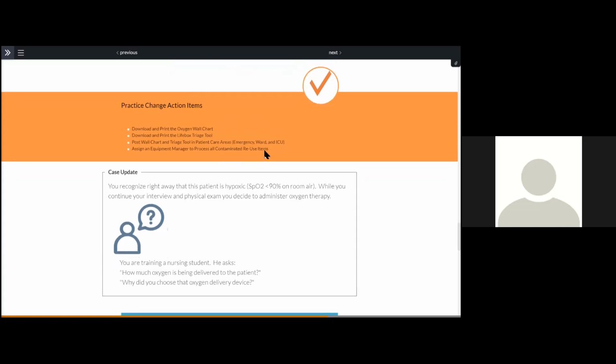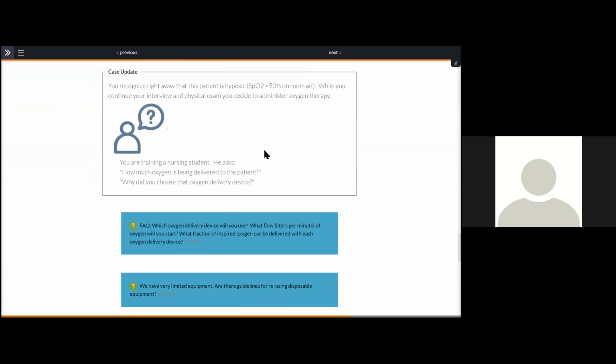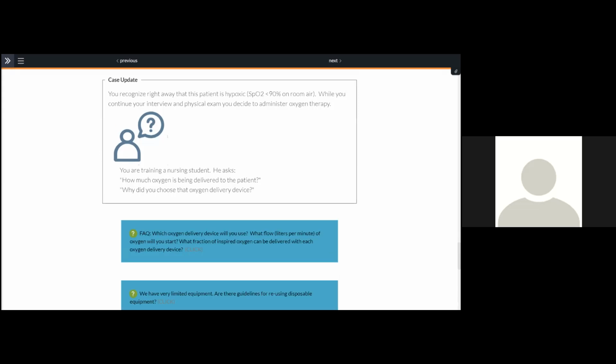So, you are dealing with this patient, you recognize right away that this patient is hypoxic. Their saturation is less than 90 on room air. While you continue your interview and physical exam, you decide to administer oxygen therapy. You are training nursing students, which is the case for most of us in our institutions where we work. We have nursing schools with students who are in the ward. So they ask you a question: how much oxygen is being delivered to the patient, and why did you choose that oxygen delivery device?